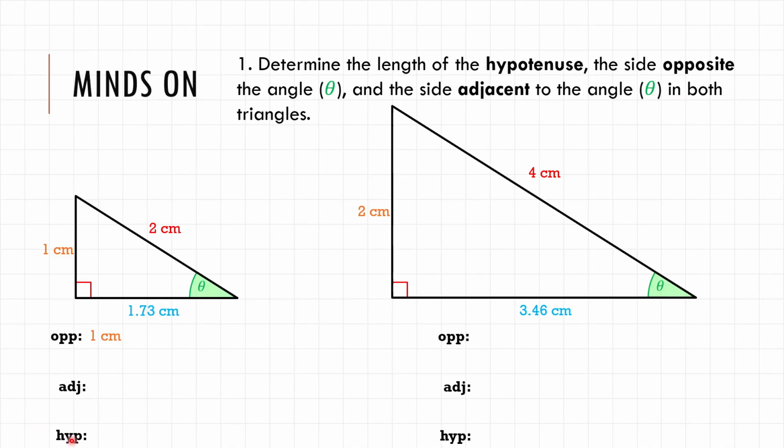Well, the answer lies in looking at the third side, the hypotenuse. Now, only one of these could be the hypotenuse. Only one of these is the longest side of a right triangle, and that is this one right here. So the adjacent must be this one at 1.73, and the hypotenuse is this one here at 2 centimeters. Very similarly, if we go over to the next triangle, the opposite side to this angle is 2 centimeters long. The adjacent side is 3.46, and the hypotenuse is 4 centimeters.